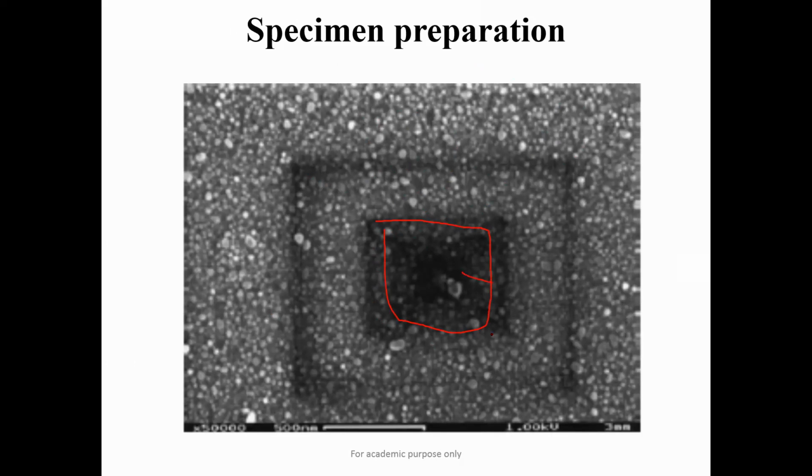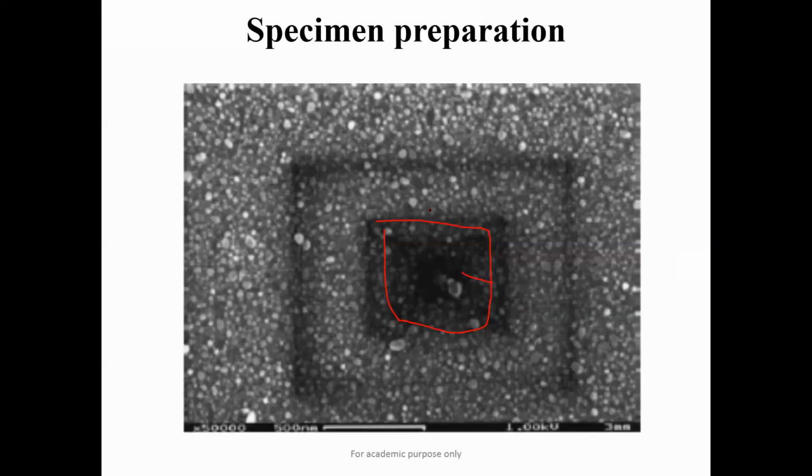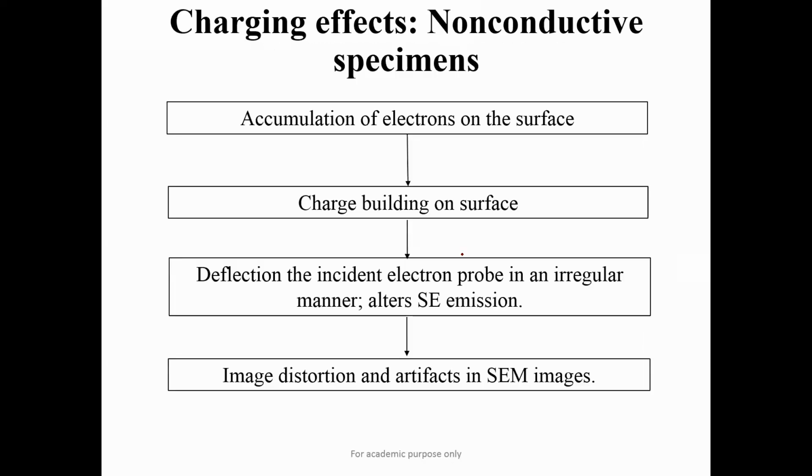So initially if we focus at, let's say, 10K, and then bring it to 1000K, you can see this impression. This is not any feature. This is an artifact due to charging in the sample. So to avoid charging, we should go for some kind of coating. This is due to the accumulation of electrons, so we have to take these electrons out of the system. So how do we avoid charge building on the surface? How can we do that?